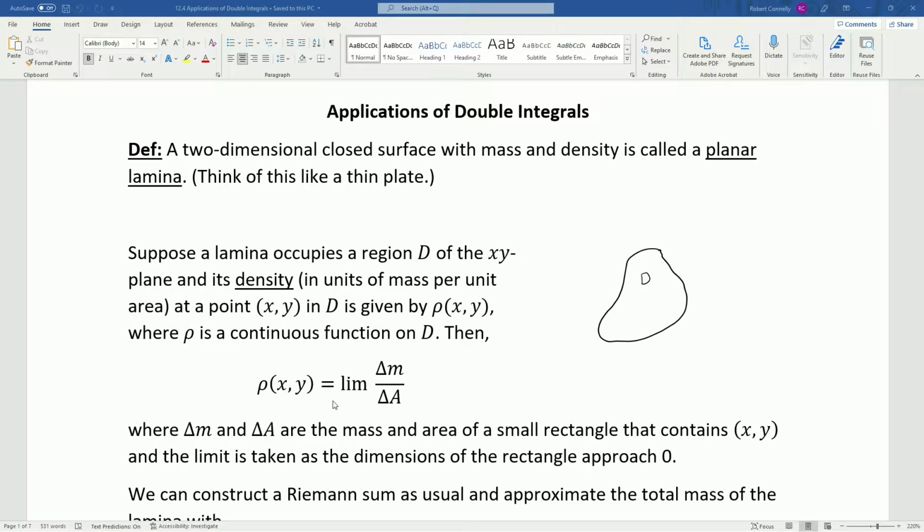So, of course, in general, if the density is the same, homogeneous, across the whole mass, you would just take the mass and divide it by the area. That's your density. But in this case, we're saying it's not necessarily the same.